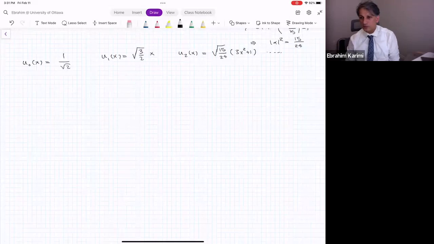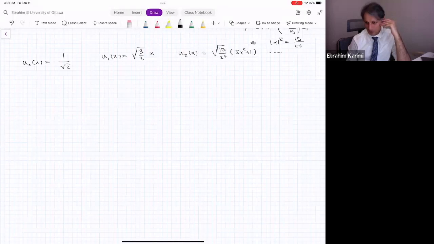What are the properties of them? They are normal, okay? And furthermore, they are orthogonal to each other, okay? So this is what they call Legendre polynomials. So they are polynomials essentially.